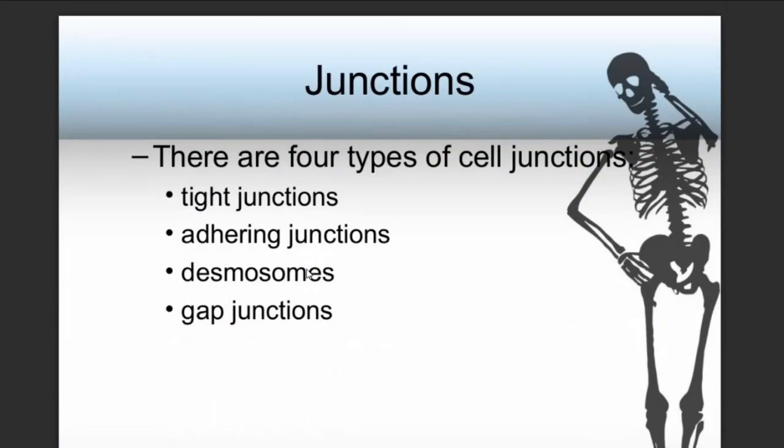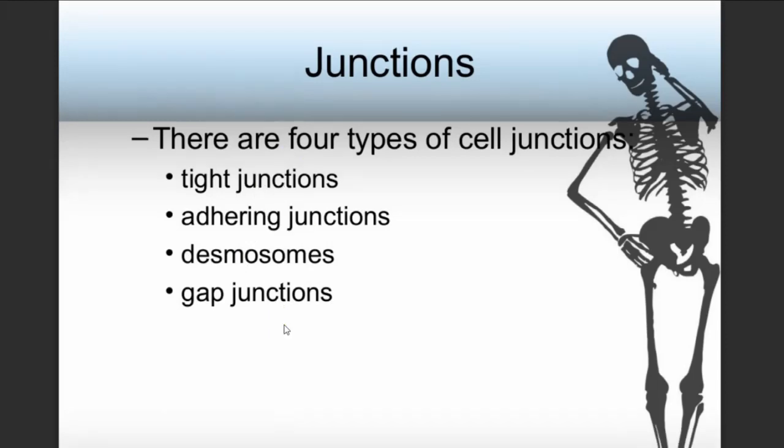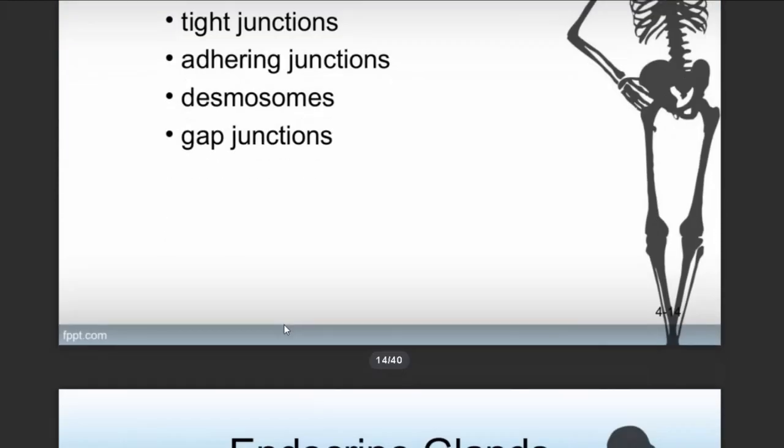So there are four types of junctions. What are junctions? They connect one cell to another cell. First one is the tight junctions. Second is the adhering junction. Third one, desmosomes, and fourth one is gap junction. So we will discuss these in an extra lecture on these junctions. It's a big topic.